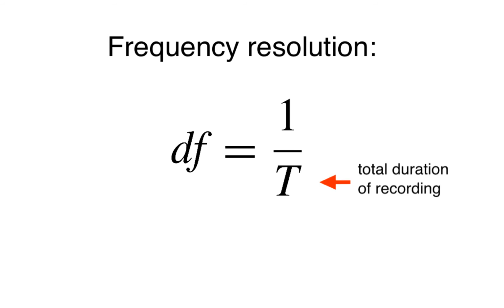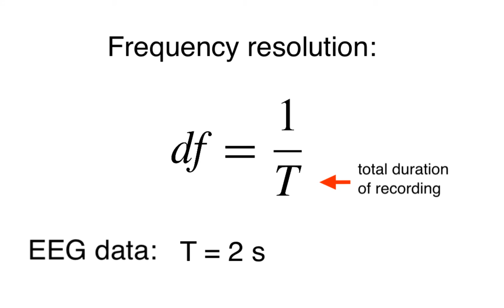The frequency resolution is defined as, let's call it df, equal to 1 over big T, where big T is the total duration of our recording. For the EEG data we've been examining here, we're told that big T is equal to 2 seconds, so the frequency resolution, df, is equal to 1 over 2 seconds, or 0.5 hertz.